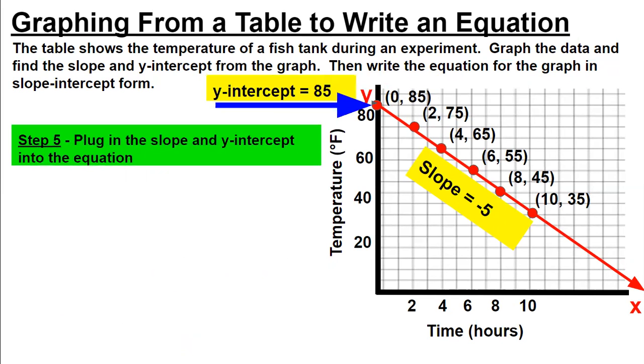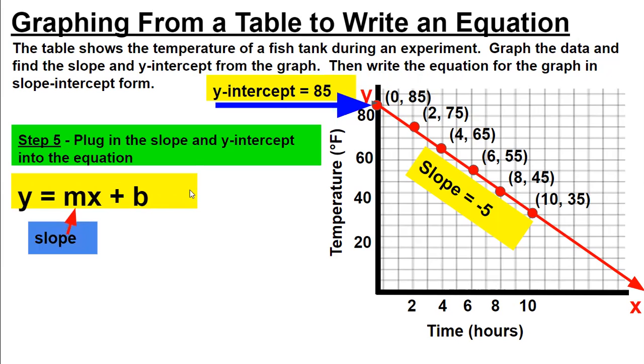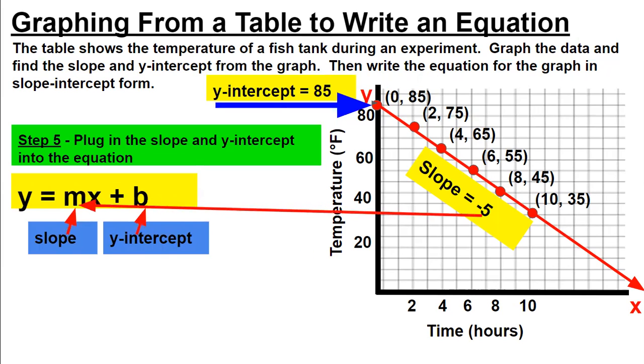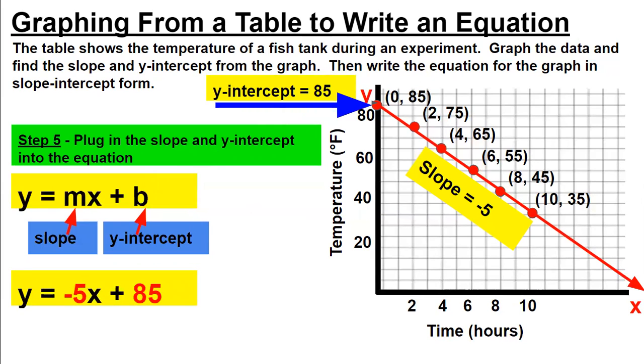And then we have to plug in the slope and y-intercept into the equation. What's our equation? Well, in slope-intercept form, it's y equals mx plus b, where m is the slope and b is the y-intercept. Should be familiar with this by now as well, after all of these lessons on this aspect of the equation. So we need to plug in -5 for the slope, and we need to plug in 85 for the y-intercept. So our final answer for the equation is y equals -5x plus 85.